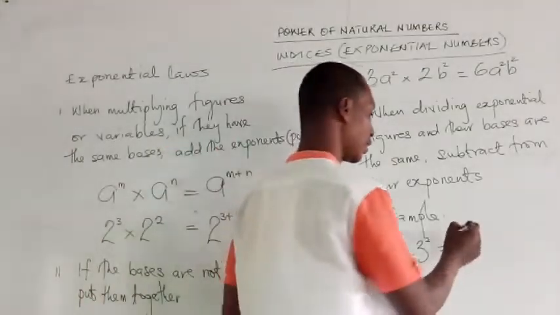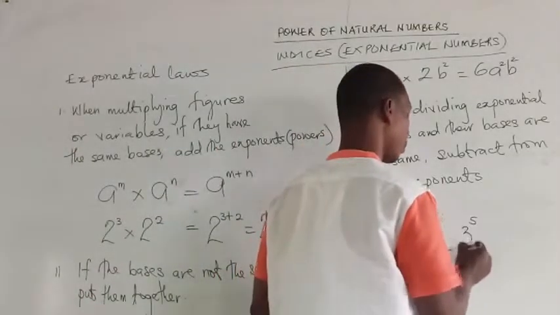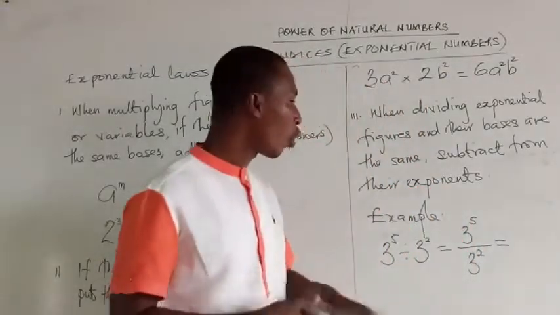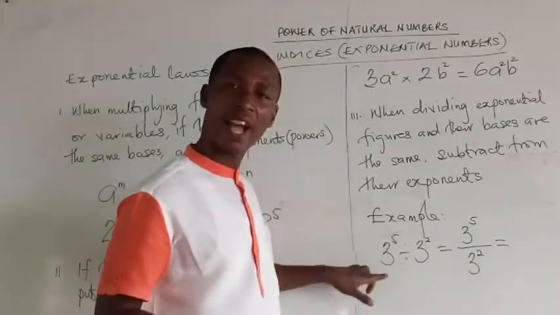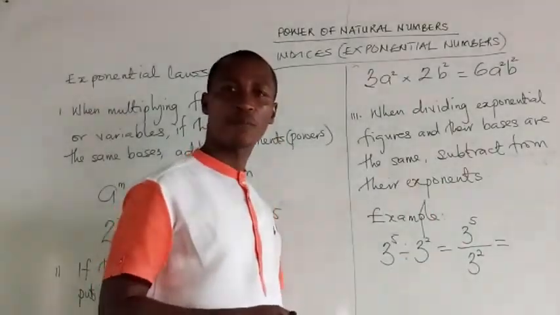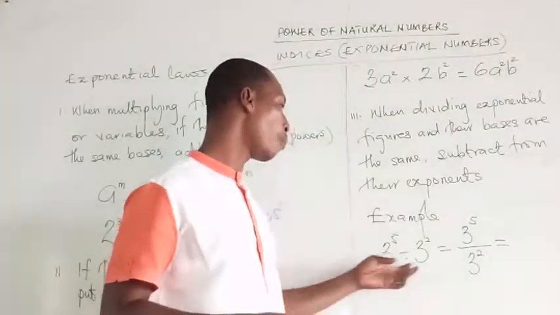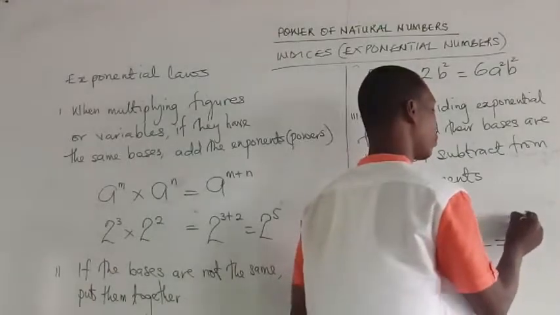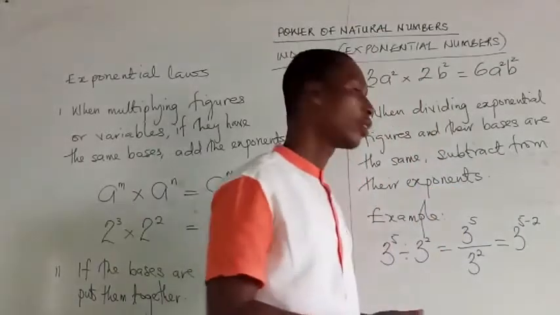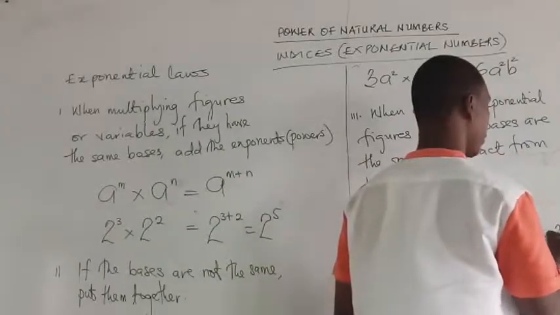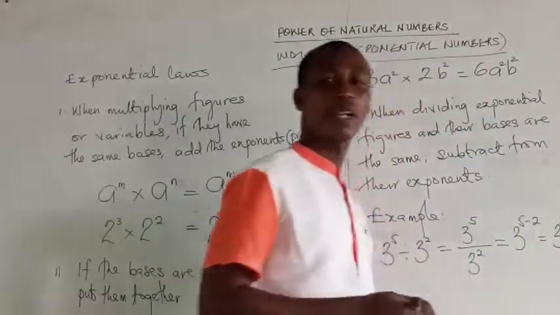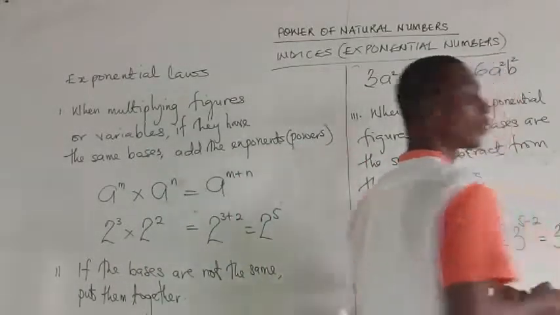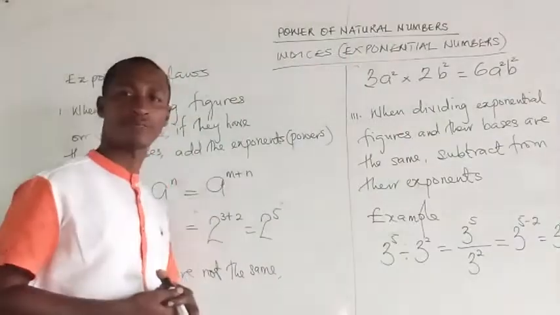This is the same as, in this case, because they have equal bases, the bases here are the same. You said you subtract from the exponent, so you pick a common base. What is the common base? The common base is 3. So I'll just write 3 to the power 5 minus 2. And this will give me 3 to the power 3. And 3 to the power 3 is the same as 27.